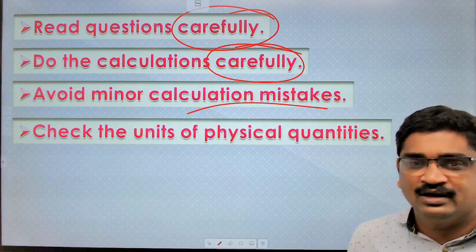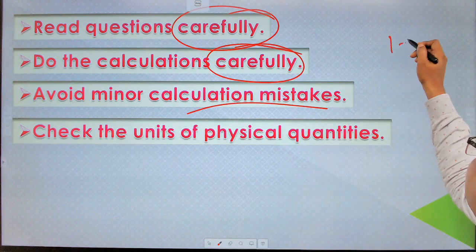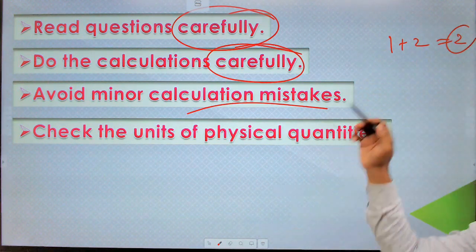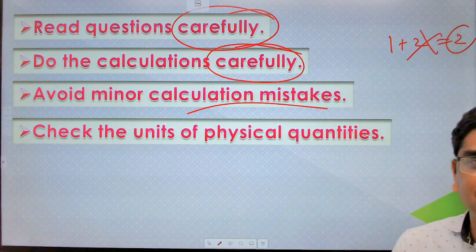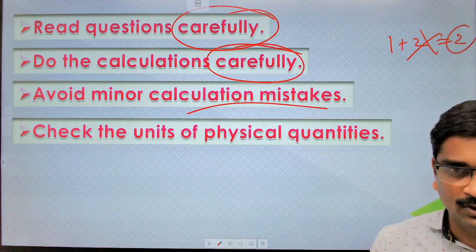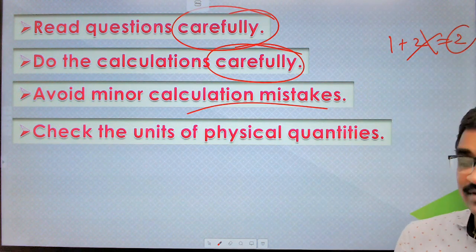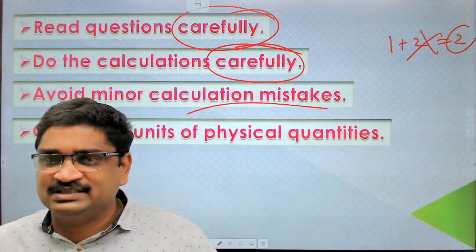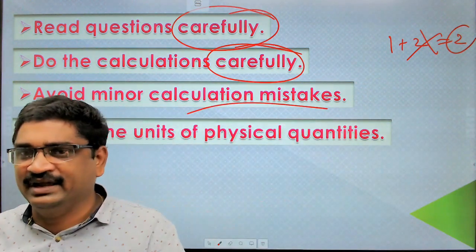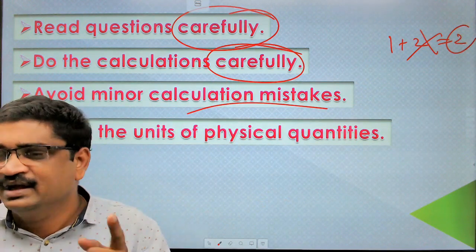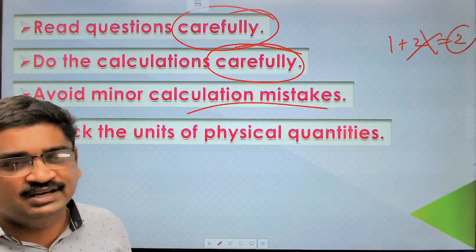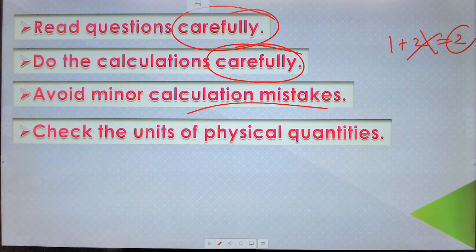Sometimes if 1 plus 2 is there, generally in the past we write 2. That is incorrect. Try to avoid these types of silly mistakes. You have to do the calculations very carefully, because you are spending so much time on that concept, but if you commit a calculation mistake, that is going to waste your hard work. So try to concentrate on calculation mistakes also.